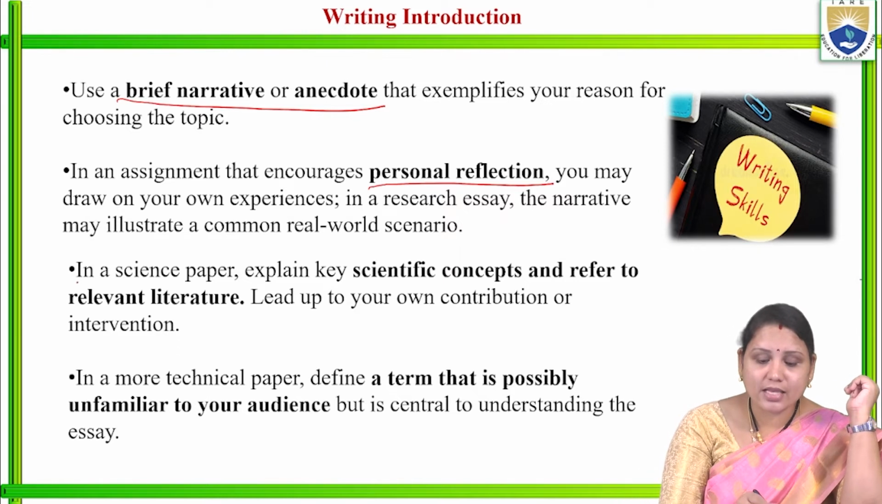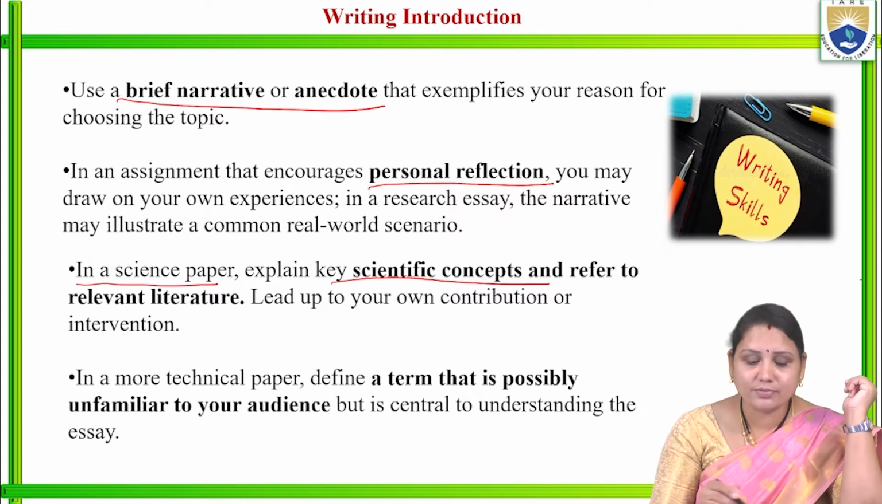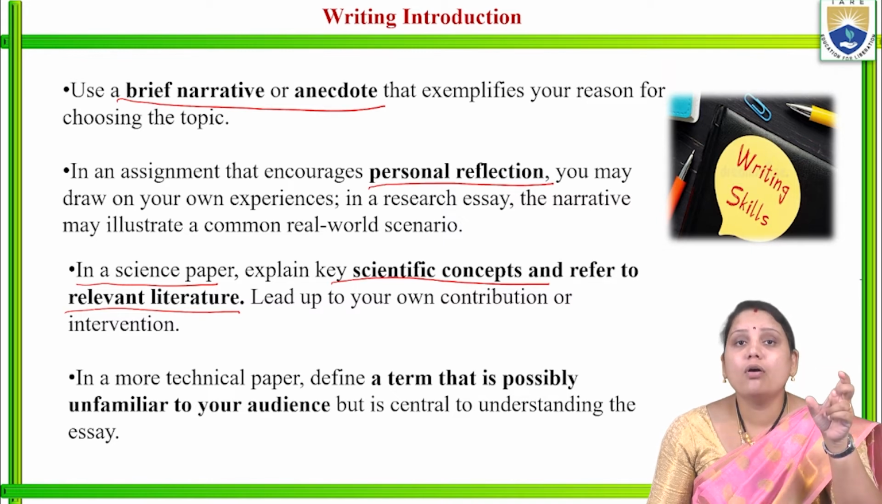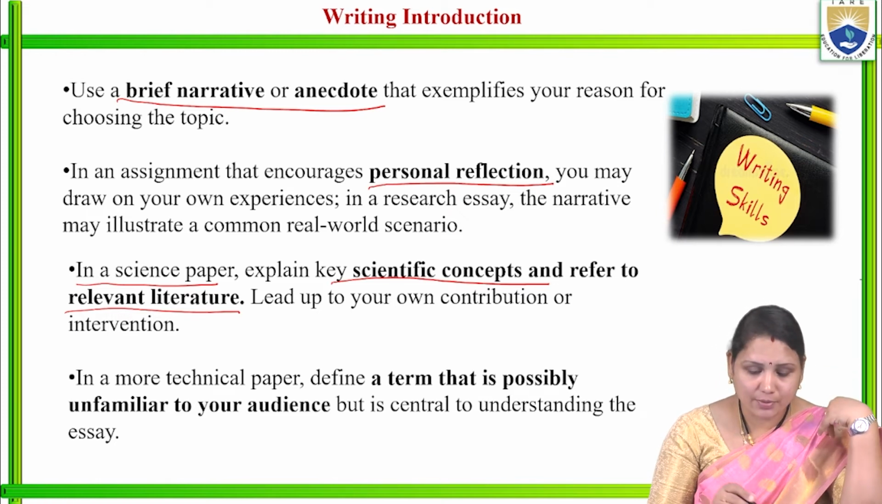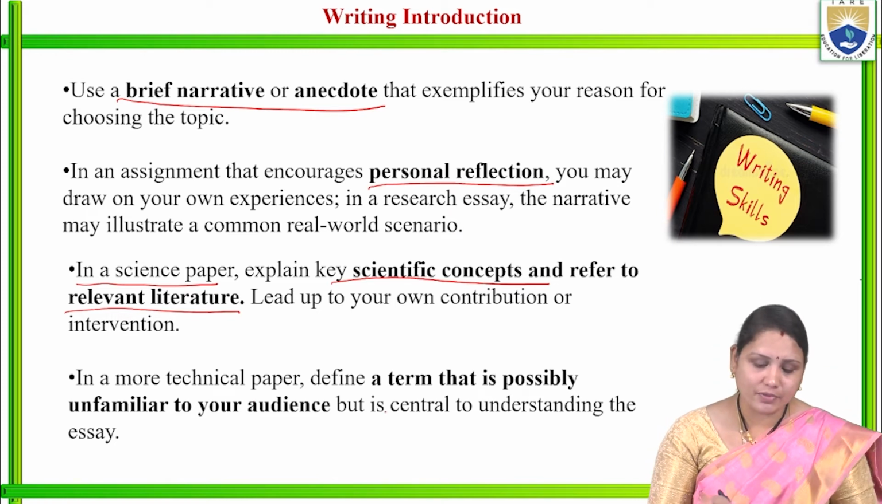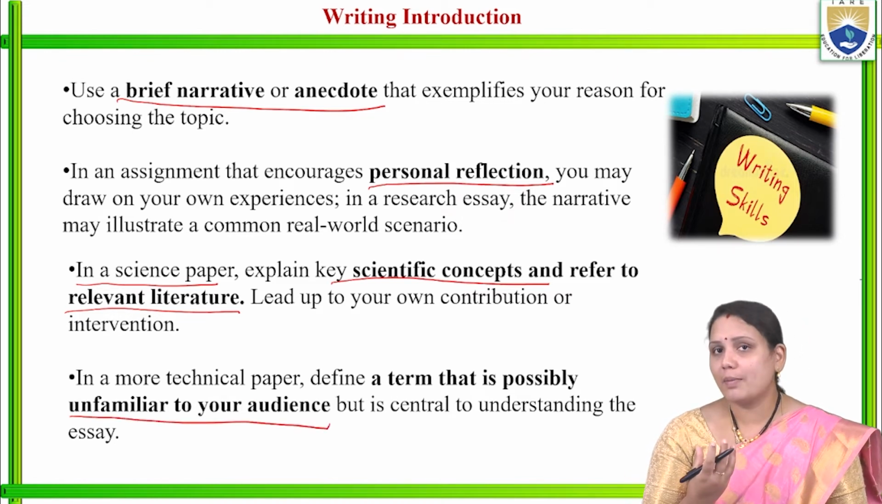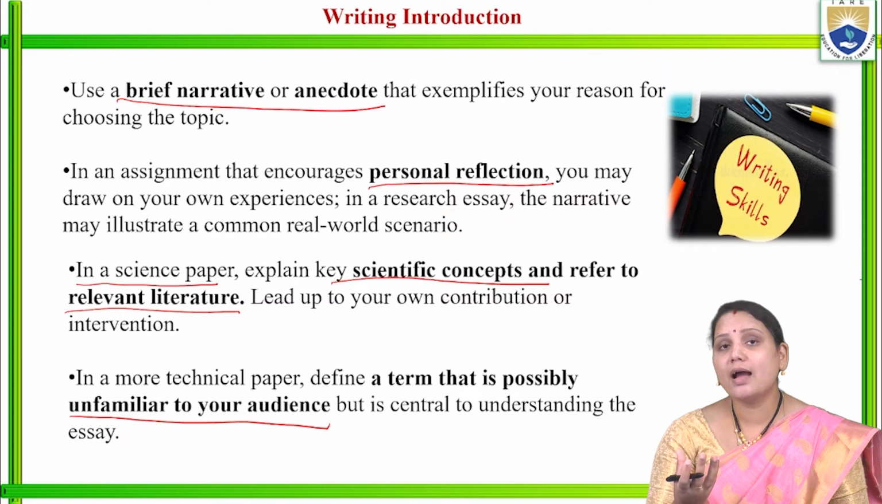Next. In a science paper, explain key scientific concepts. Try to explain scientific concepts and refer to relevant literature. That is about the past elements which have had research done over them and what improvements you are going to carry out to prove that your research is very good or better. Next, in more technical papers, define a term that is possibly unfamiliar to your audience. Try to talk about the things which are not known to your audience so that they will tend to know. Oh, I have missed this point.